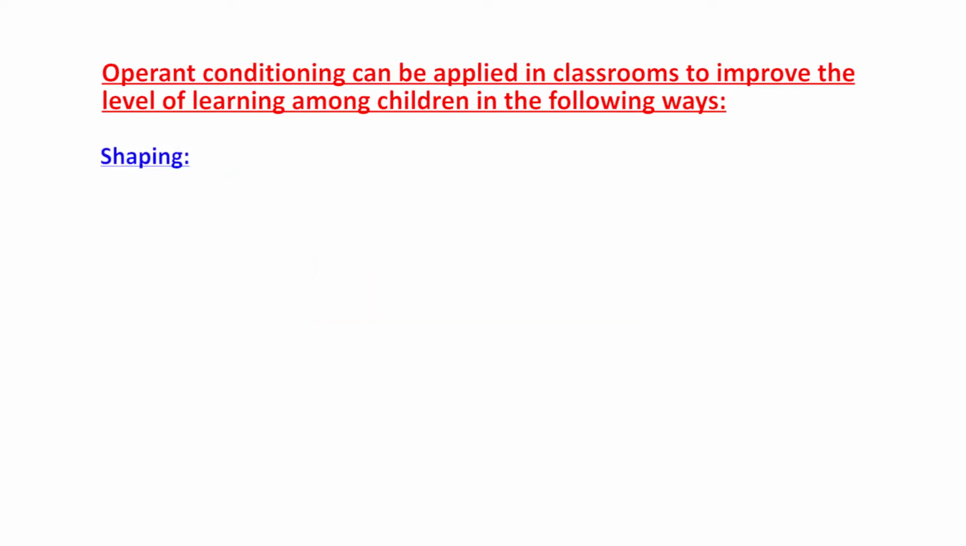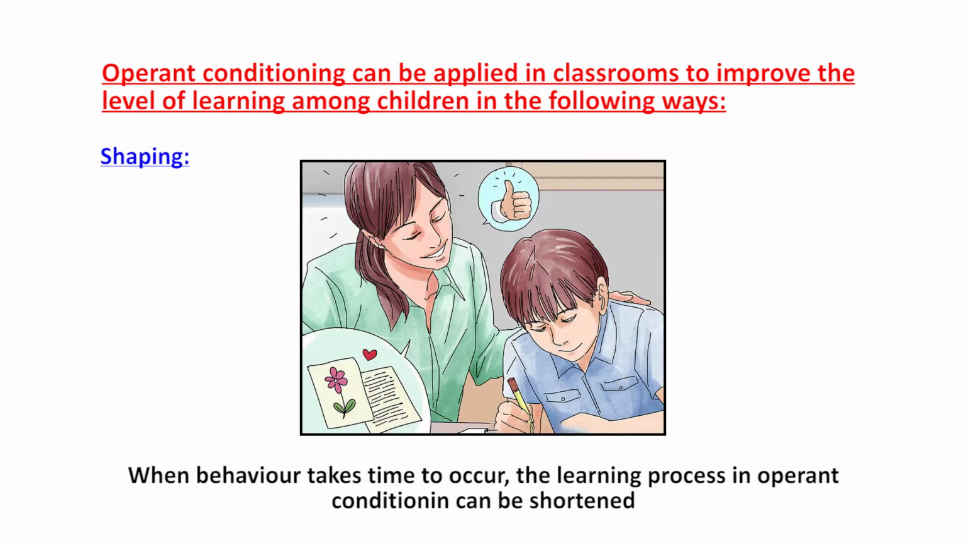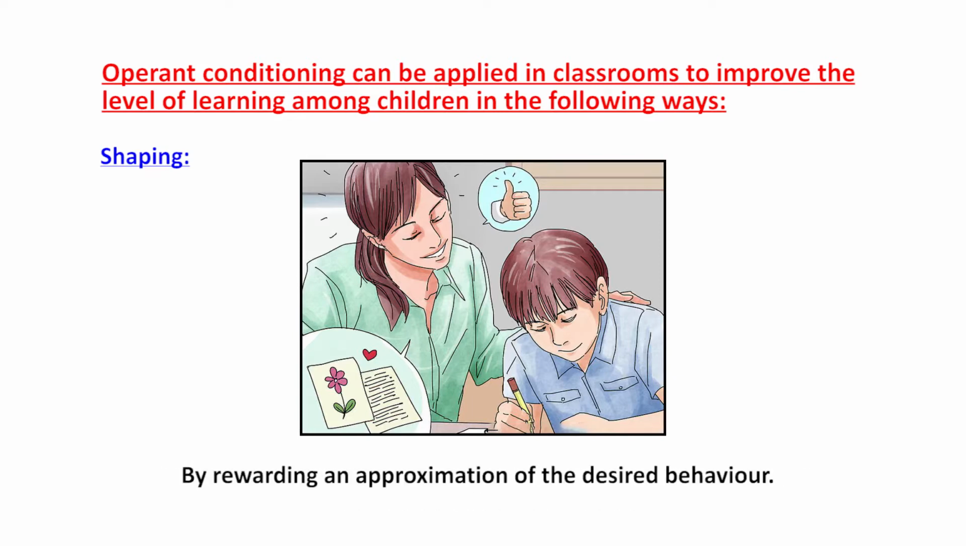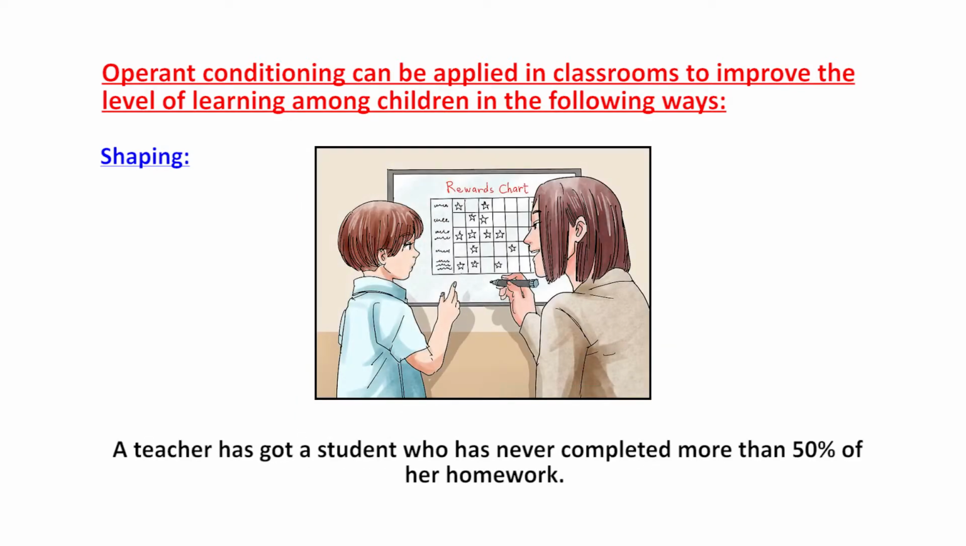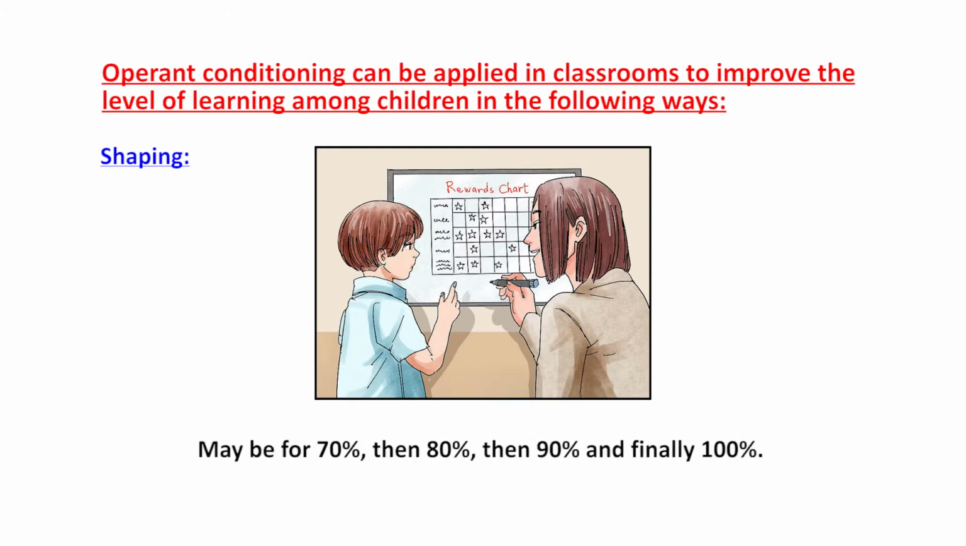The second one is shaping. Shaping is a process of rewarding approximations of the desired behavior. When behavior takes time to occur, the learning process in operant conditioning can be shortened by rewarding an approximation of the desired behavior. For example, a teacher has got a student who has never completed more than 50% of her homework. The teacher could set the target behavior at 100%, but reward her for successive approximations to the target, maybe for 70% first, and then 80%, and then 90%, and finally 100%.